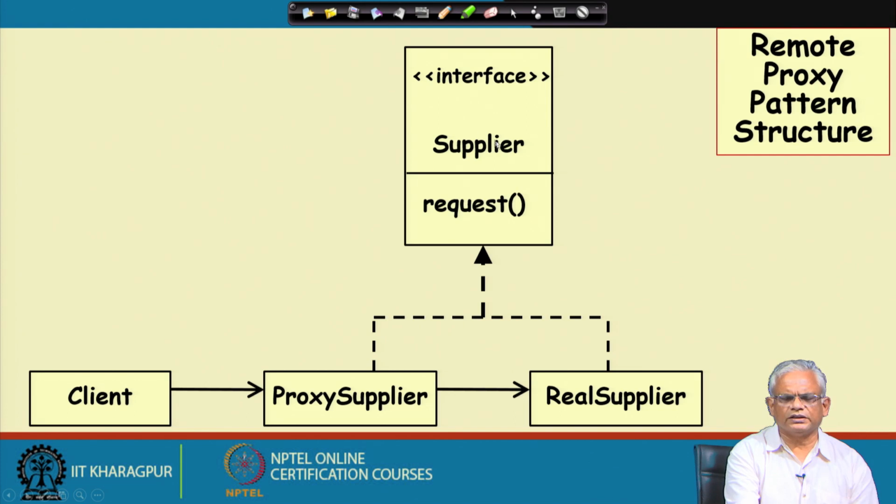The server or the supplier interface is implemented by the proxy and the real server. The client interacts only with the proxy, which is there on the same machine. The client creates the proxy. The proxy holds the reference to the real server, the address on the network, and it can create the real server over the network if it does not exist. Otherwise, if it exists, it just invokes the method when it cannot handle it by itself.